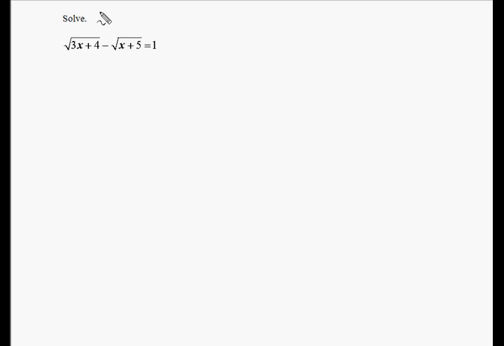Solve the square root of 3x plus 4, subtract the square root of x plus 5, equals 1. When you're trying to solve these equations that have radicals in them, you must isolate a radical before you can solve the equation. So we should add the square root of x plus 5 to both sides of this equation so that we can isolate one of the radicals, the 3x plus 4.